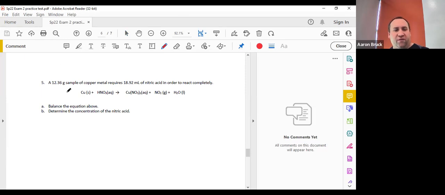So the question in front of us, we have a 12.36 gram sample of copper metal. It requires 18.92 milliliters of nitric acid to react fully. The first part is balancing the equation. The second part is actually determining that concentration. And so from a balancing standpoint, this is not your easiest of equations to balance, but it does eventually work out. I believe you need a 3 here.